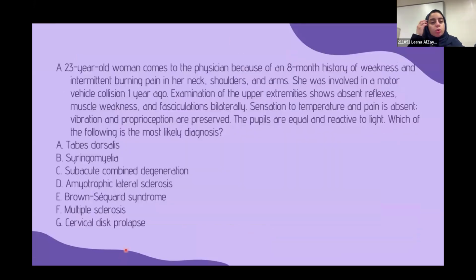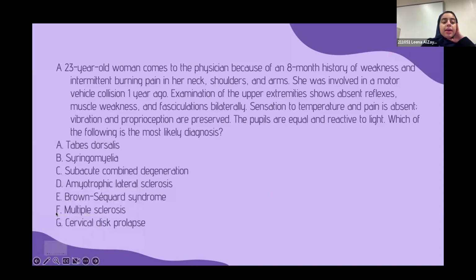A 23-year-old woman comes to the physician because of an 8-month history of weakness and intermittent burning pain in her neck, shoulder, and arms. She was involved in a motor vehicle collision one year ago. Examination of the upper extremity shows absent reflexes, muscle weakness, and fasciculations bilaterally. Sensation of temperature and pain is absent. Vibration and proprioception is preserved. Pupils are equal and reactive to light. Which of the following is most likely the diagnosis?